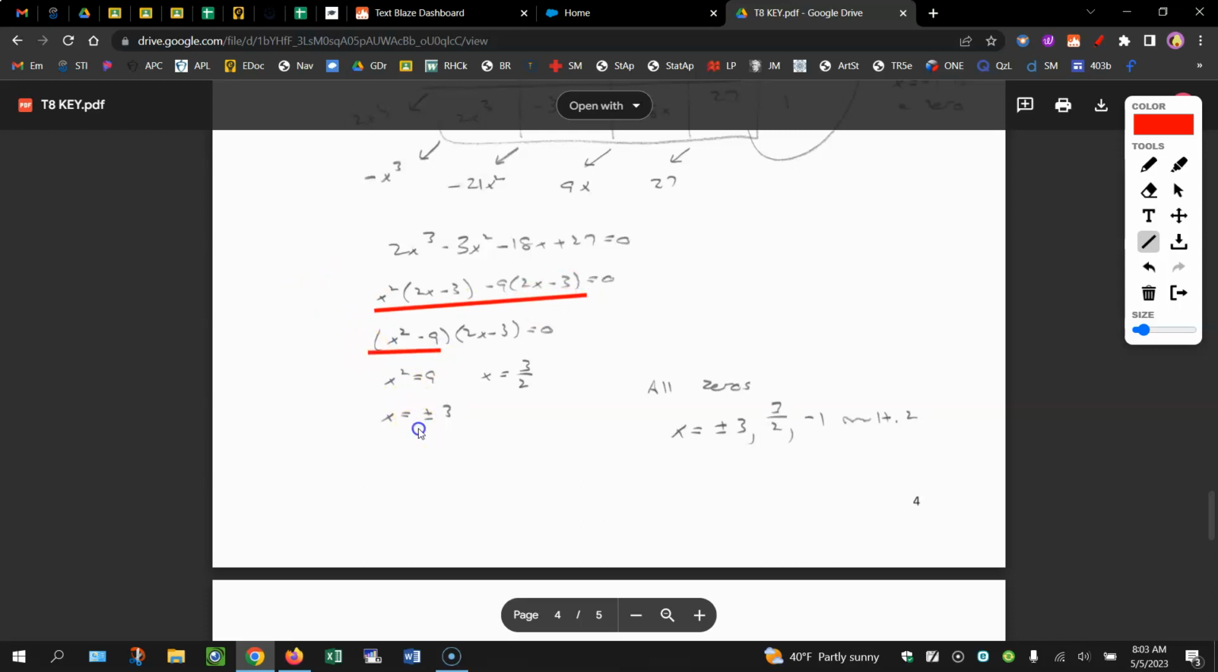x squared is equal to 9. Don't forget that's going to give you 2 roots, so plus or minus 3. x equals 3/2, so that's 3 of the zeros. And -1 with a multiplicity of 2 is the 4th and the 5th zero. So that's how you're going to do the Unit 1 Topic 8 questions.